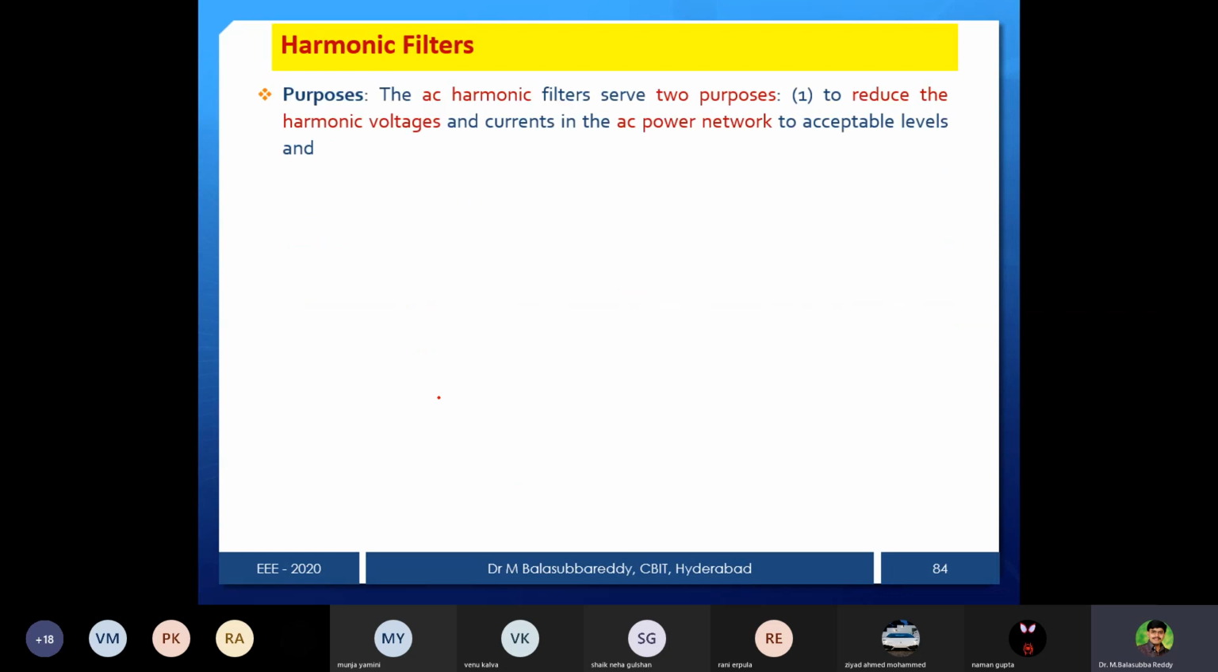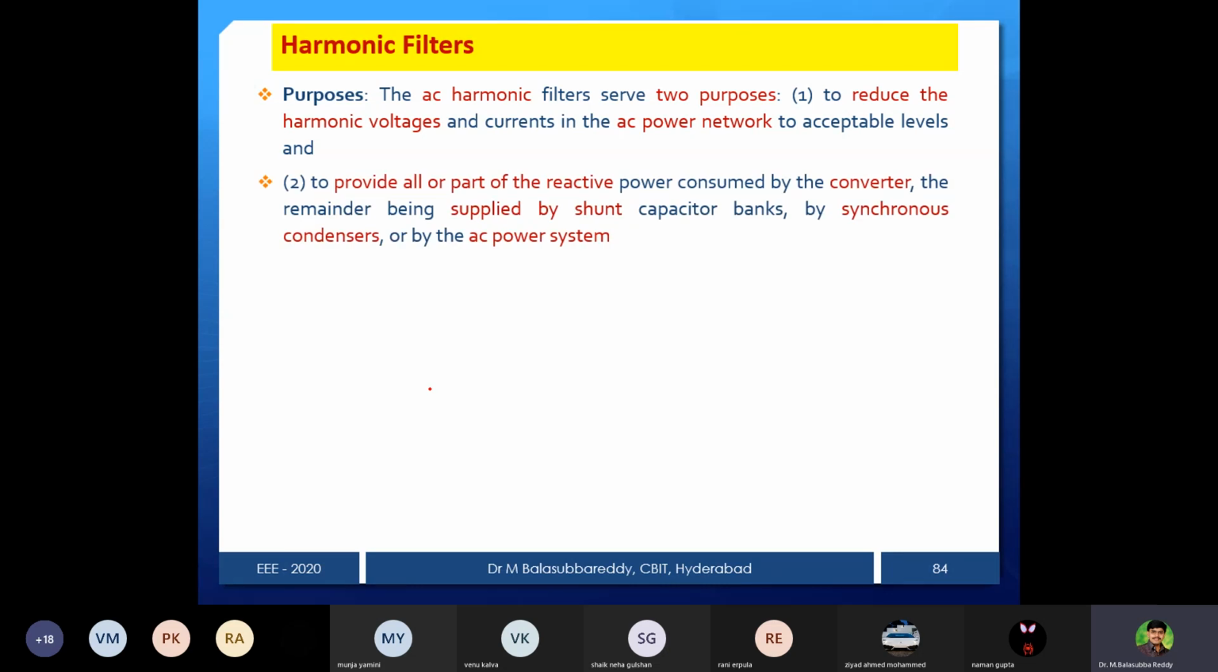Now let us see the purpose of harmonic filters. AC harmonic filters serve two purposes: one is to reduce the harmonic voltages and currents in the AC power network to an acceptable level, and the other is to provide all or part of the reactive power consumed by the converter. So now we'll move on to the filters.